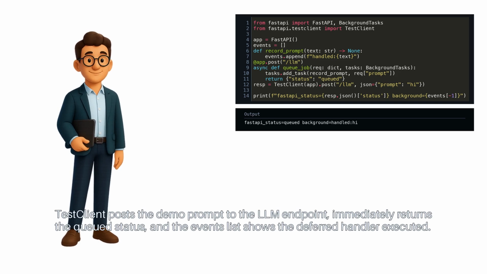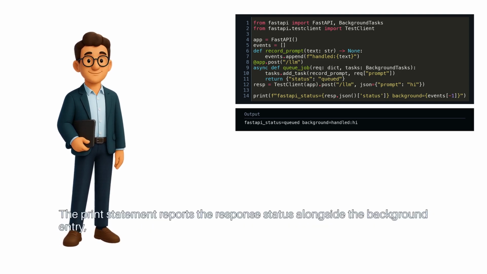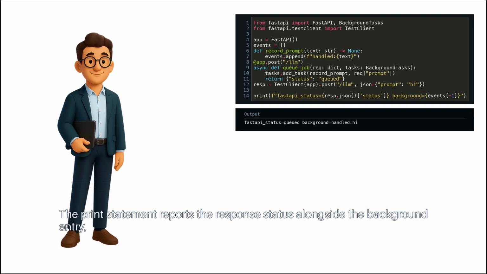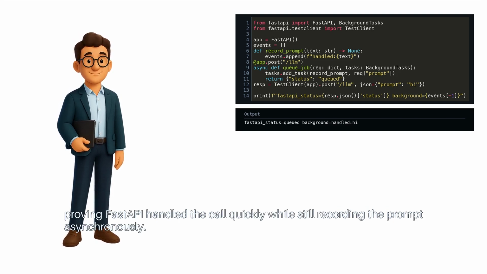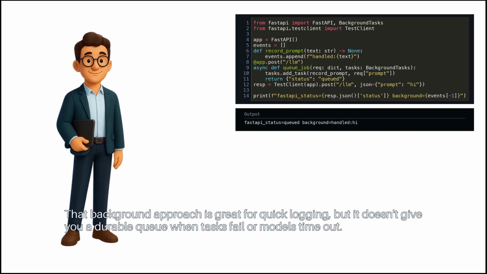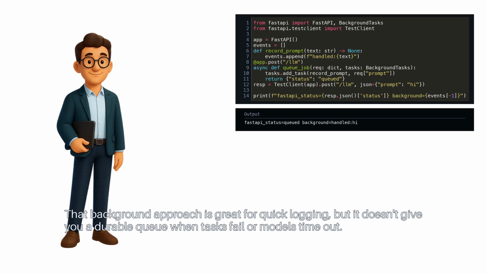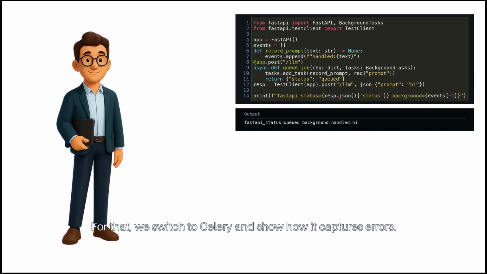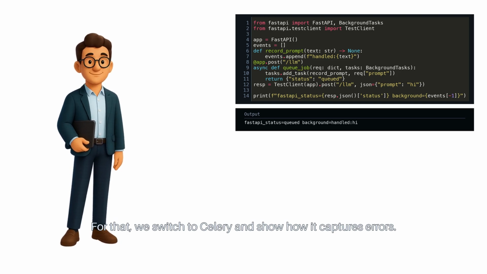TestClient posts the demo prompt to the LLM endpoint, immediately returns the queued status, and the events list shows the deferred handler executed. The print statement reports the response status alongside the background entry, proving FastAPI handled the call quickly while still recording the prompt asynchronously. That background approach is great for quick logging, but it doesn't give you a durable queue when tasks fail or models time out. For that, we switch to Celery and show how it captures errors.